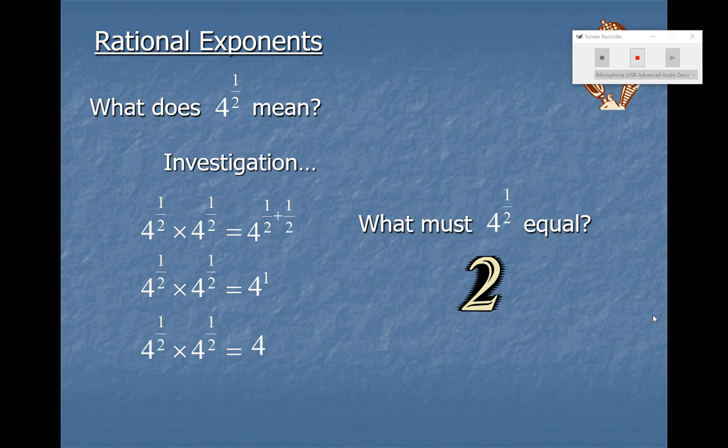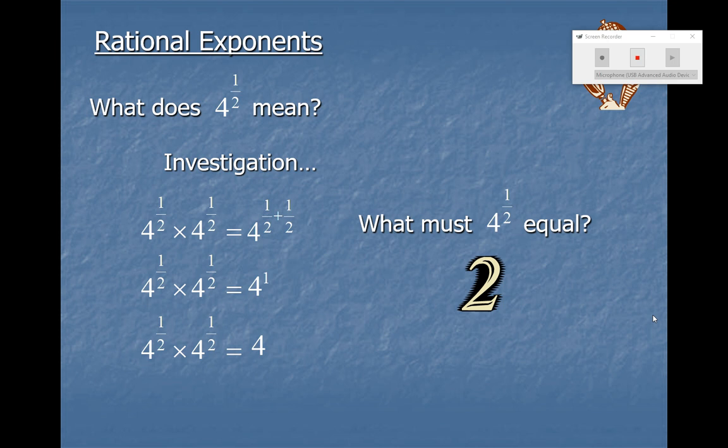Okay? Remember this, though. The 1/2, what I did is said, okay, what if I multiply it by itself? And if I multiply it by itself, I get the 4. That makes it easier. Then I was able to go, okay, each of these 4 to the 1/2, they must be the same.